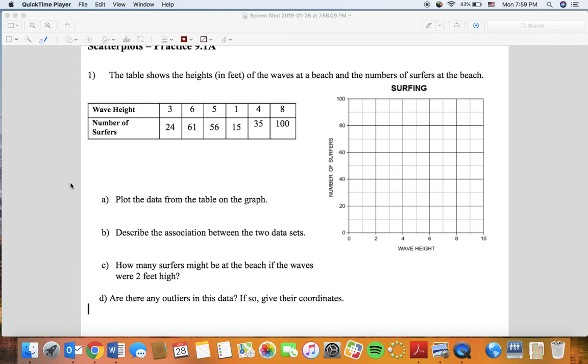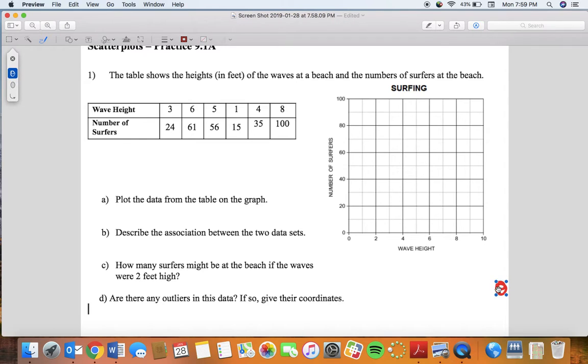It says the table shows the heights in feet of the waves at a beach and the number of surfers at the beach. So I've got wave height here, number of surfers here. Remember, in a table, X is usually on top, Y is on the bottom. Part A says plot the data from the table on the graph. My points are probably going to be pretty ugly because of the tool I'm using, but hopefully yours look a little bit nicer than mine.